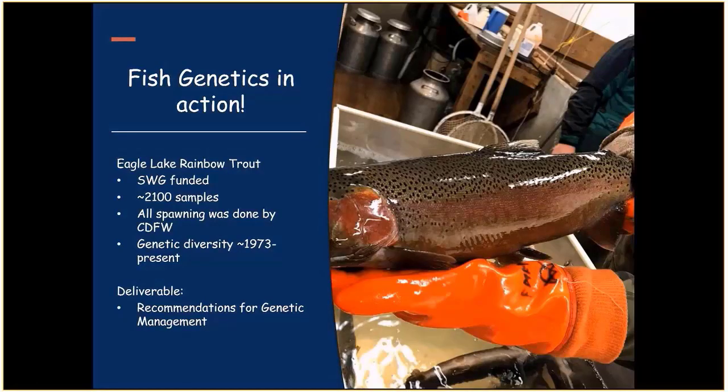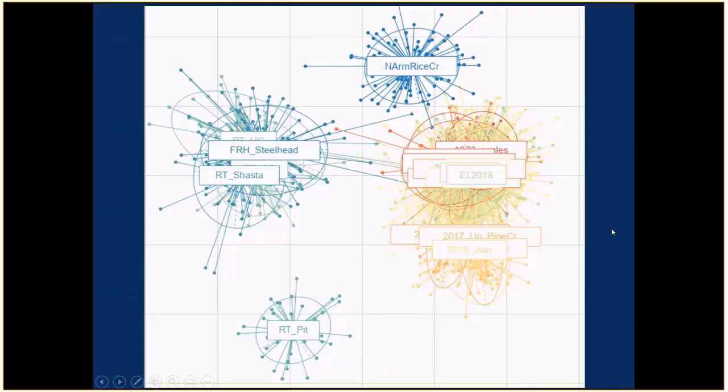Fortunately, Region 1 actually had some old fish scales collected from the early 70s from Eagle Lake, so we were able to analyze those as well and look at long-term trends. Our deliverable from this was recommendations for the genetic management of Eagle Lake rainbow trout. I know some of the writing on the PCA plot is kind of hard to see.